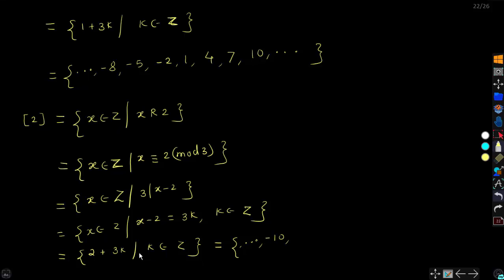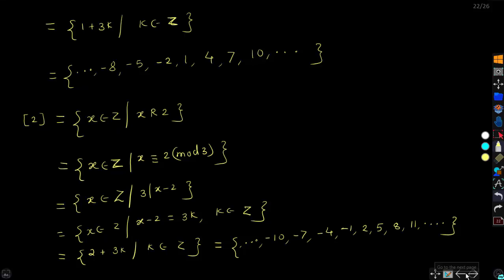So minus 10. For k equal to minus 3, minus 9 plus 2 is minus 7. For k equal to minus 2, minus 6 plus 2 is minus 4. K equal to minus 1, we will have minus 1. For k equal to 0, we will have 2. For k equal to 1, we will have 5. K equal to 2, we have 8. K equal to 3, we have 11 and so on. This is the set containing elements of the form 2 plus 3k.